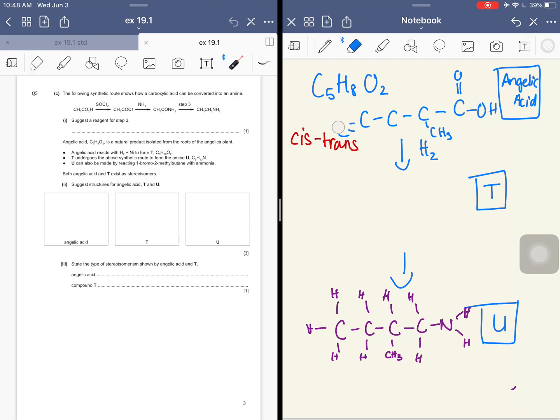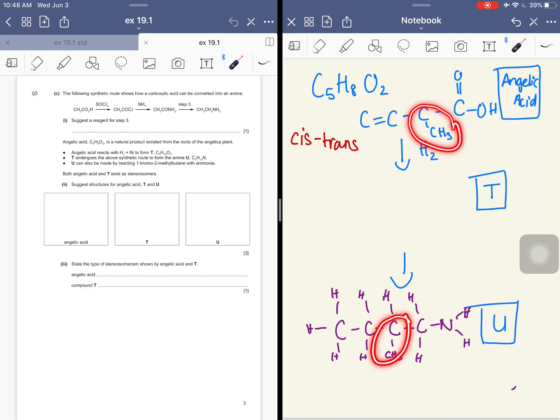So once you start again, move the double bond. The double bond is not correct yet, but the methyl group is correct already, because if you look here, CCH3, same. Okay, next is T.